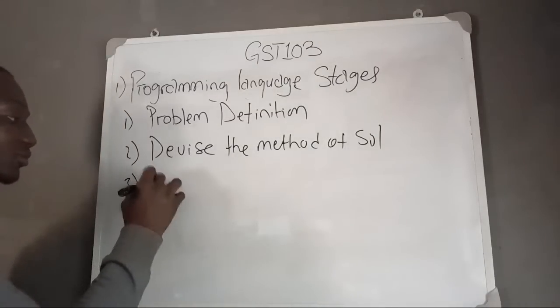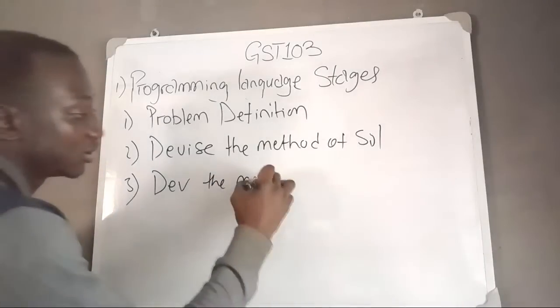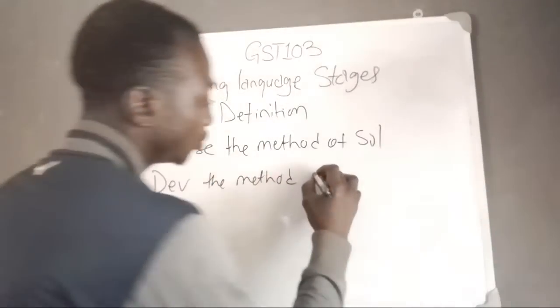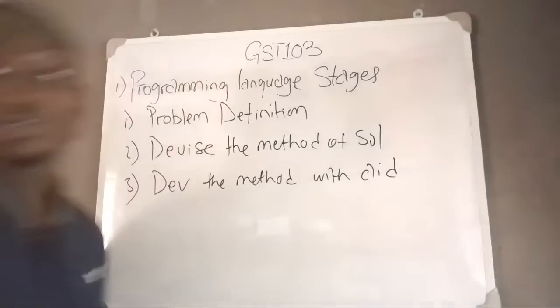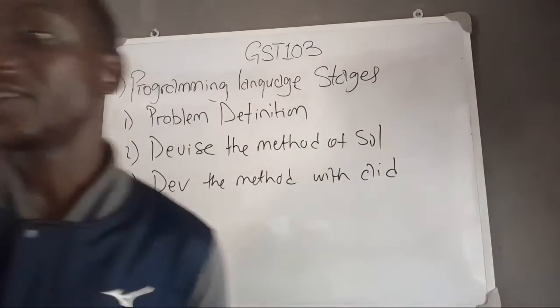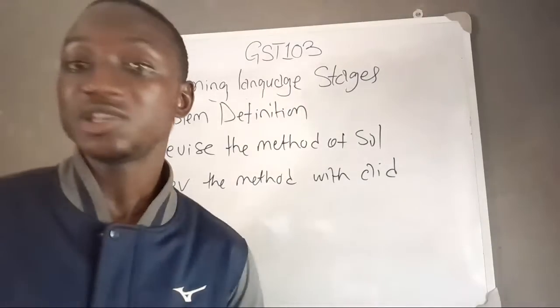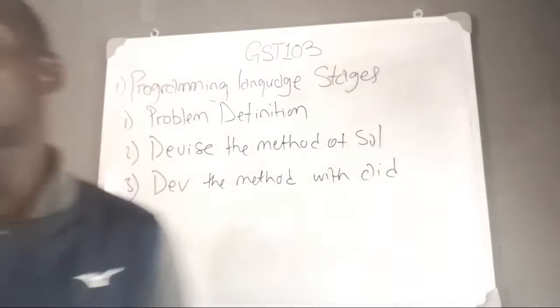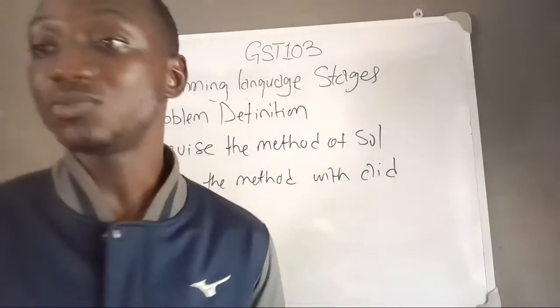Develop the method with aids. So then we have the fourth one. After you are done developing the method, then you begin to write the instructions in a programming language. Then the fifth one, you have to transcribe the instruction into a machine sensible form.